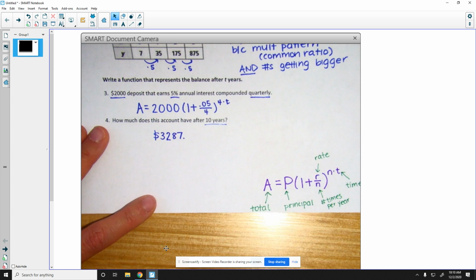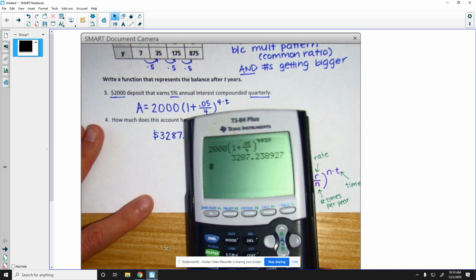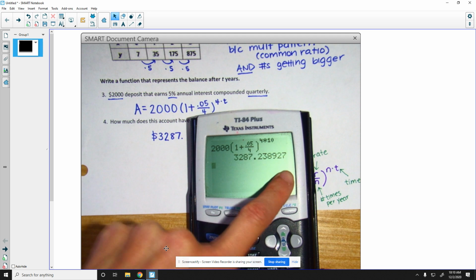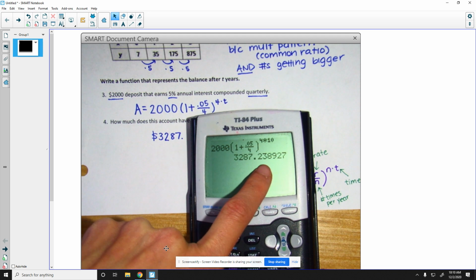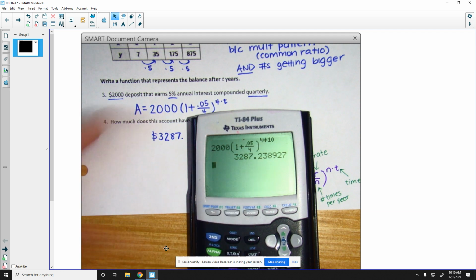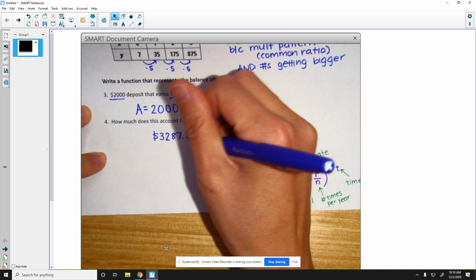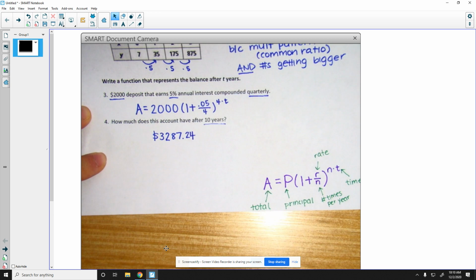3,287. Okay, so yes, you're right. 3,287 point, a lot of numbers, but this is money, right? So if this is money, then it would be how many cents? 24. 24 cents, because the 8 bumps up the 3 to the 24, so 24 cents. Okay, and that would be it.